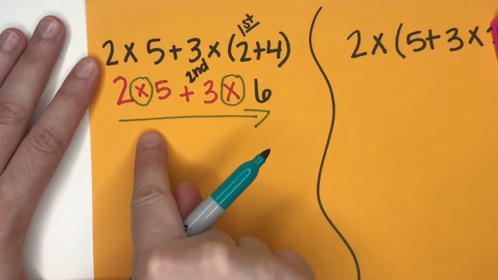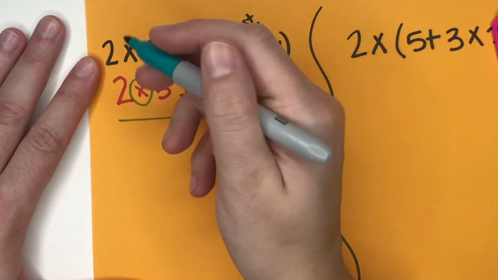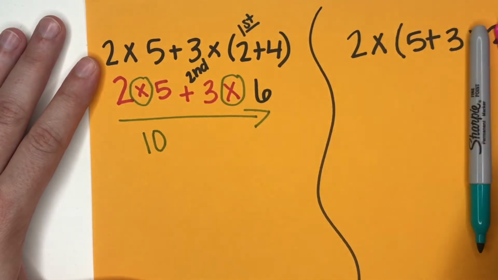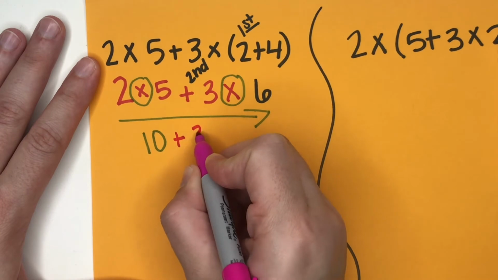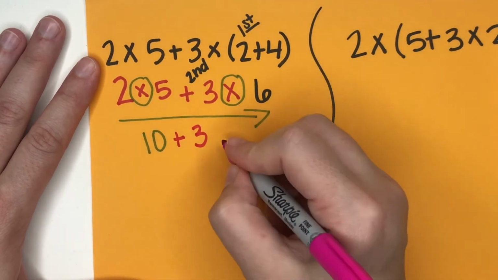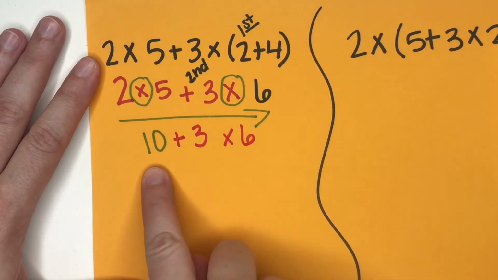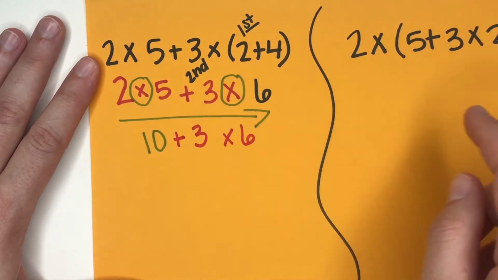So let's go ahead and multiply 2 times 5 first, which gives me a 10. I haven't done anything with addition yet, so I'm going to leave it there, and I'm going to bring down that multiplication sign, and that's 6. All right, so that is the first multiplication problem.